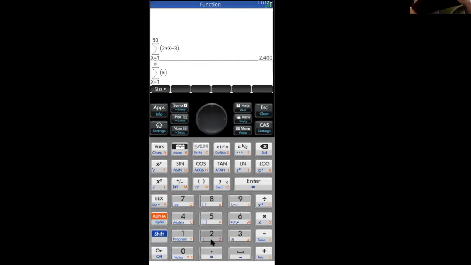And so the formula was 2x minus 3. And then there were 50 terms. And then you should get 2400.